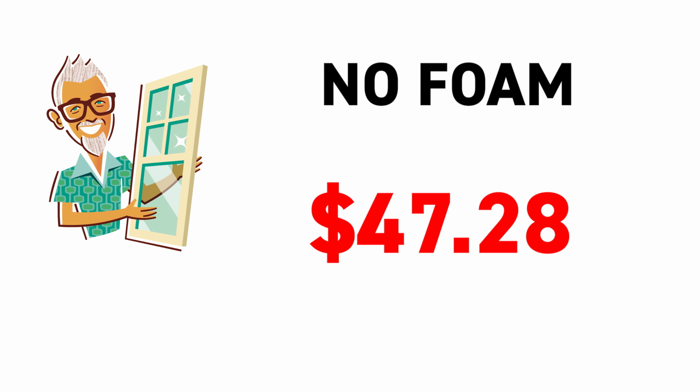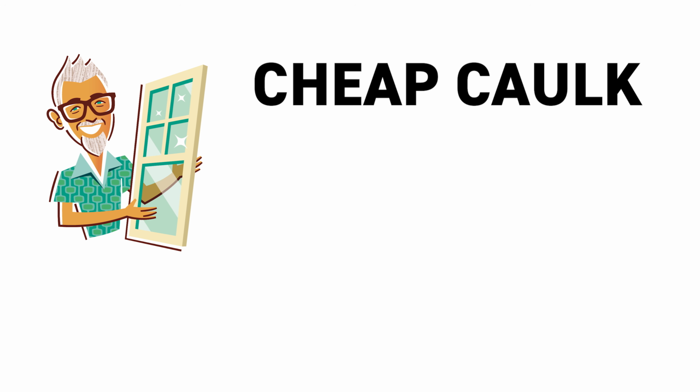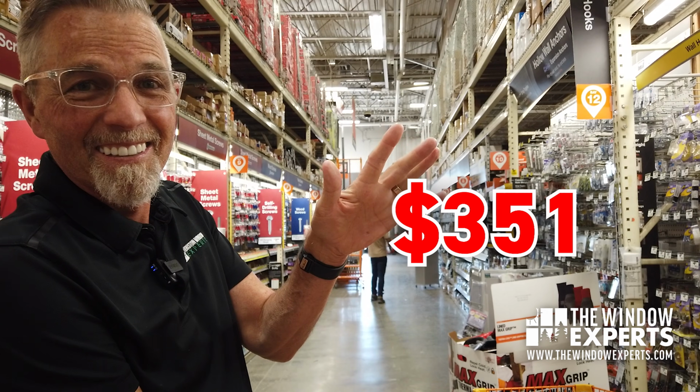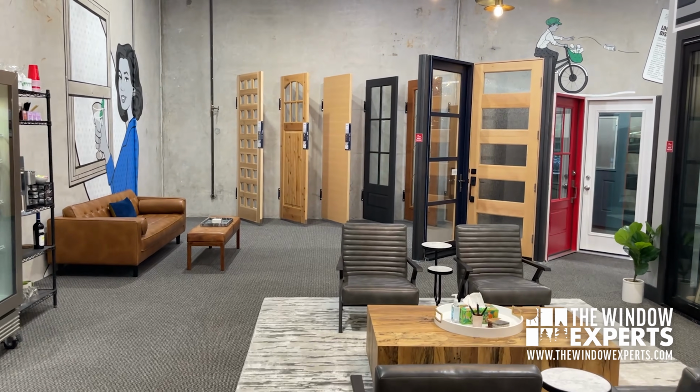So what have we learned? We learned that if you don't use any foam, you can save this much money. If you don't use any flashing, you can save this much money. And if you use the cheaper caulking, you can save this much money. When you add it all up, look at this. And that doesn't even count how much labor is involved with using all these other products and doing it right. That's what I'm all about.